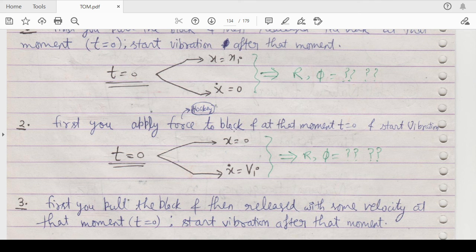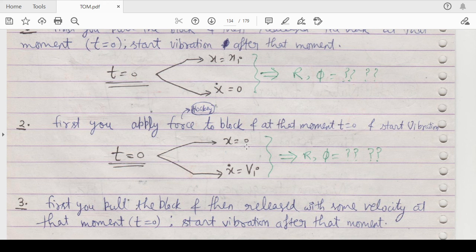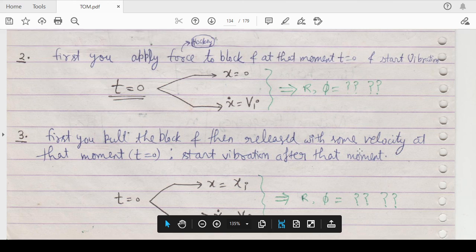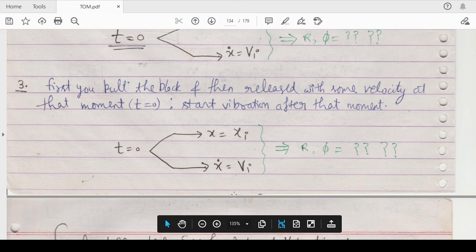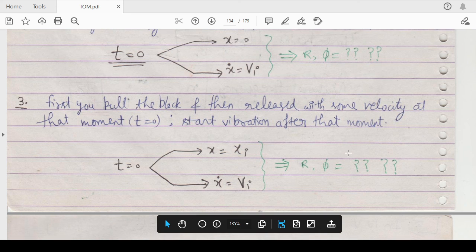Suppose you first apply a force to the block, meaning you have given some velocity, and at that moment t equals 0 the vibration starts, and you are not giving any displacement but only some velocity. With the help of that also you will get two equations and two unknowns, r and phi. Third, you may give the displacement as well as some velocity, or some kind of force. Then also you can calculate the value of r and phi, the two constants of this equation.